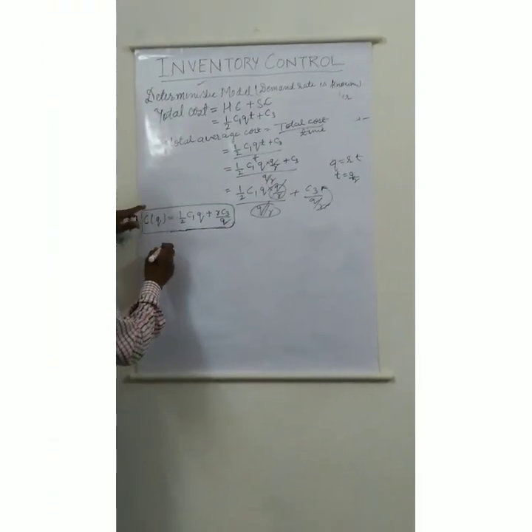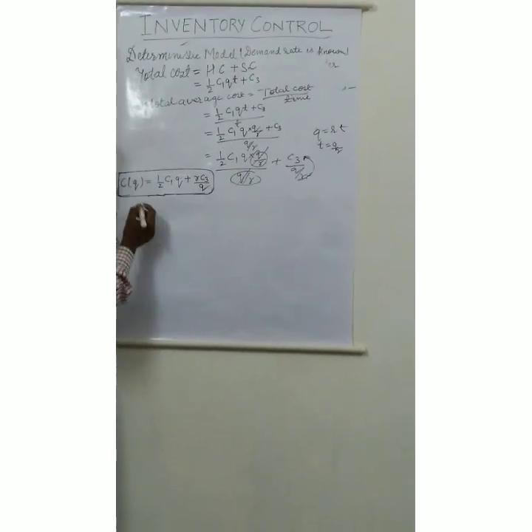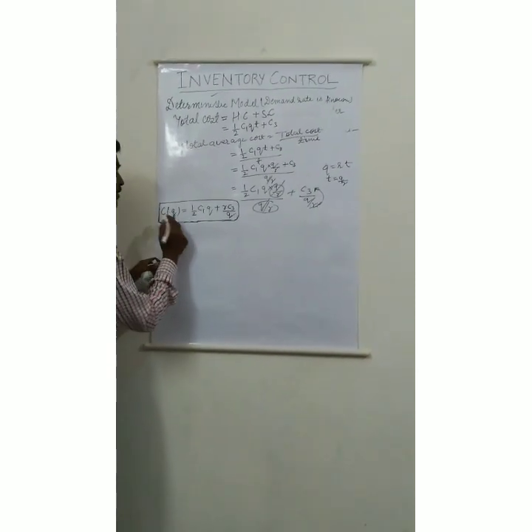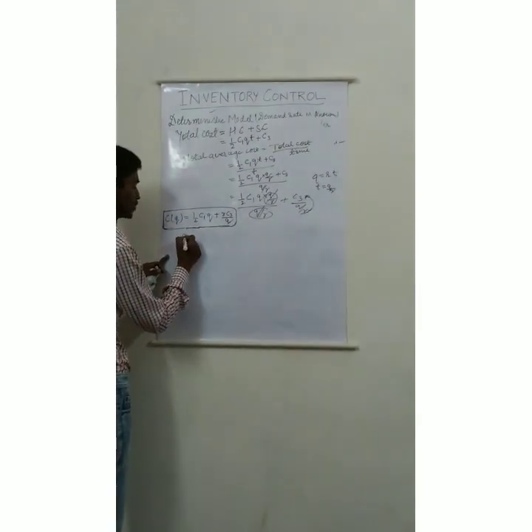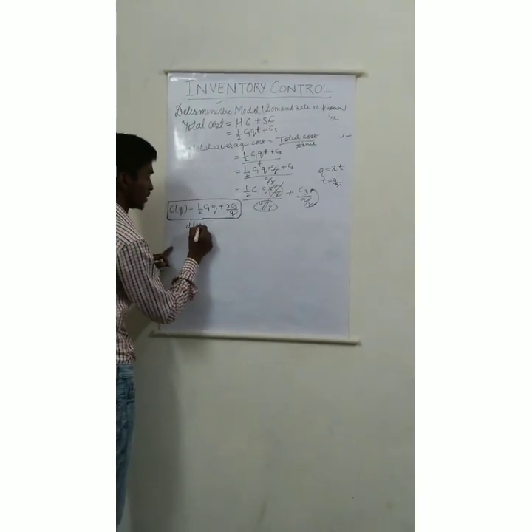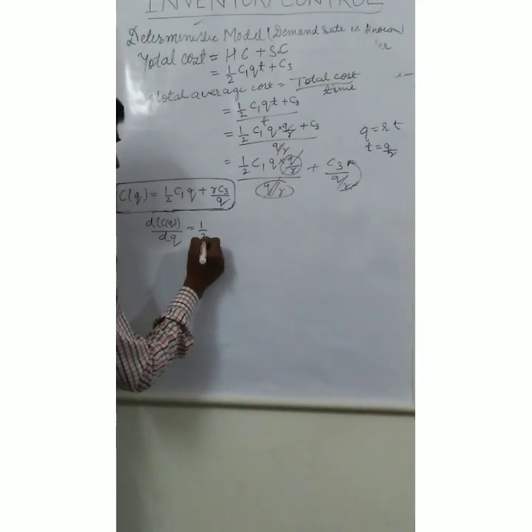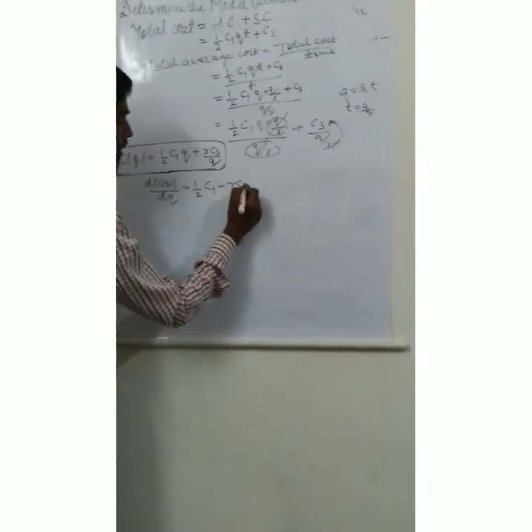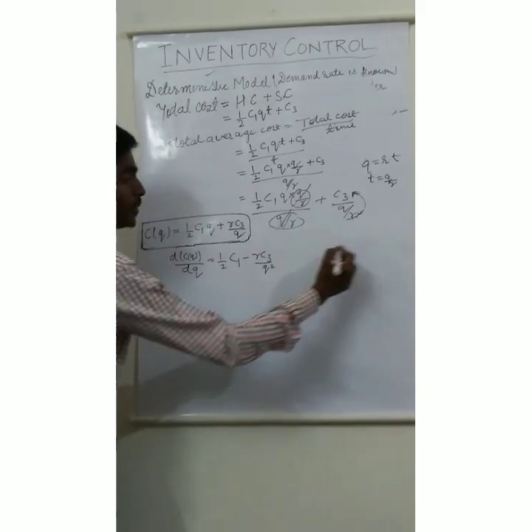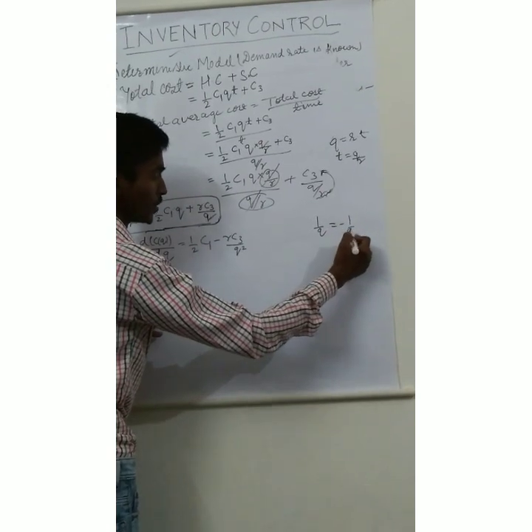Now we find the optimum value of inventory. For the optimum value of inventory, we differentiate the cost equation with respect to Q, which is equal to 1 upon 2 C1 minus R C3 upon Q square. From where we get R C3 upon Q square? Because we know that differentiation of 1 upon Q is equal to minus of 1 upon Q square.